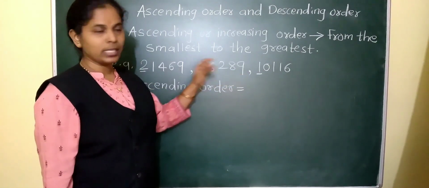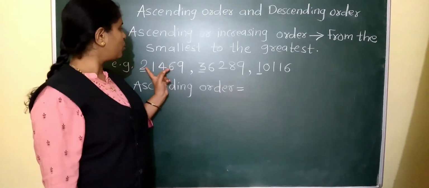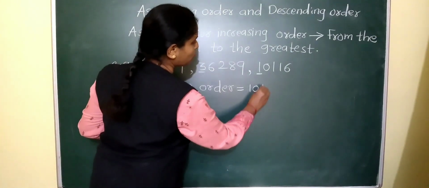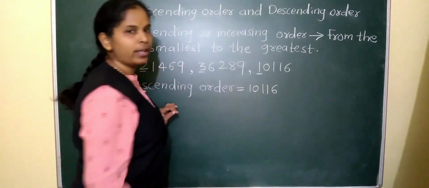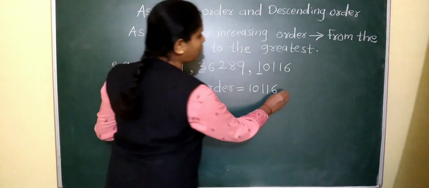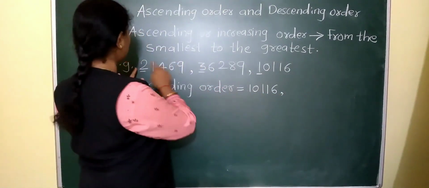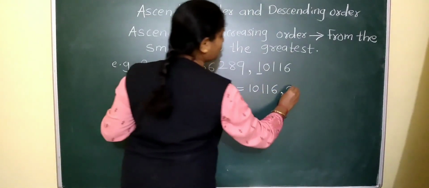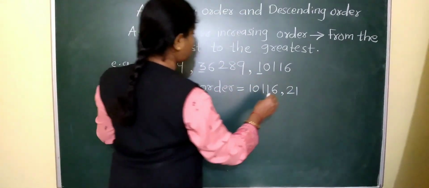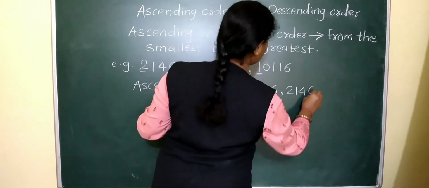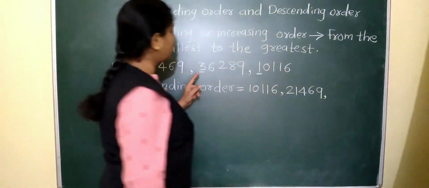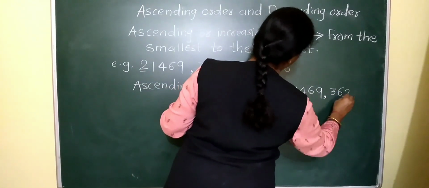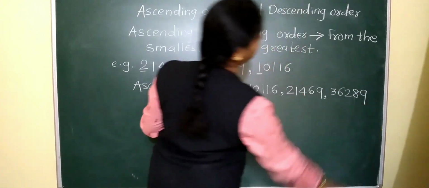Here in this example, here 2 is there, here 3 is there, here 1 is there. So 1 is smallest. So this number 10,116 will come first. After 1, which digit is greater? 2. So this number will come at the second place, 21,469, and the greatest number is 36,289.